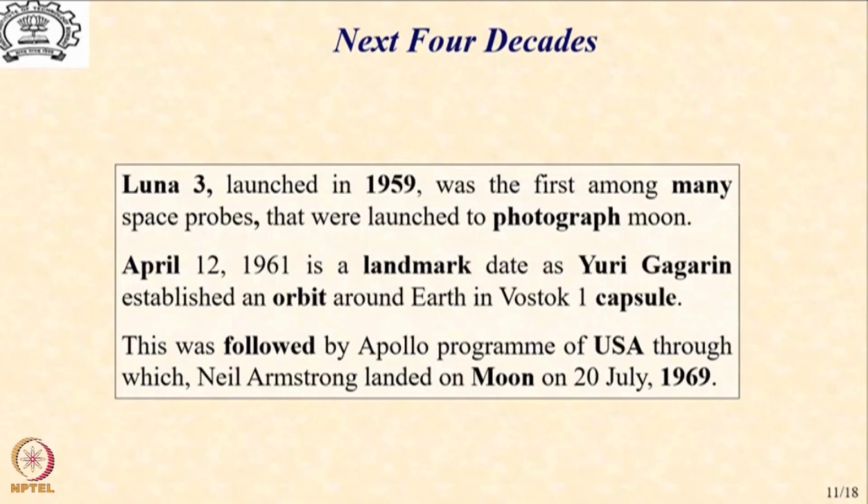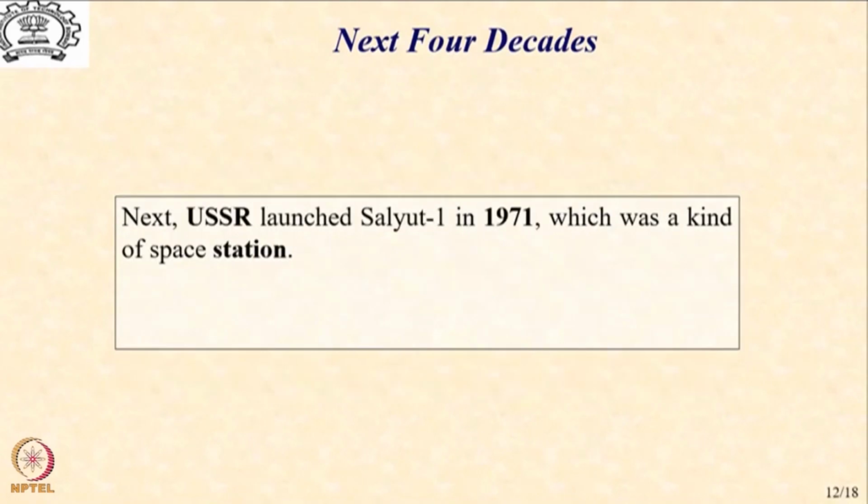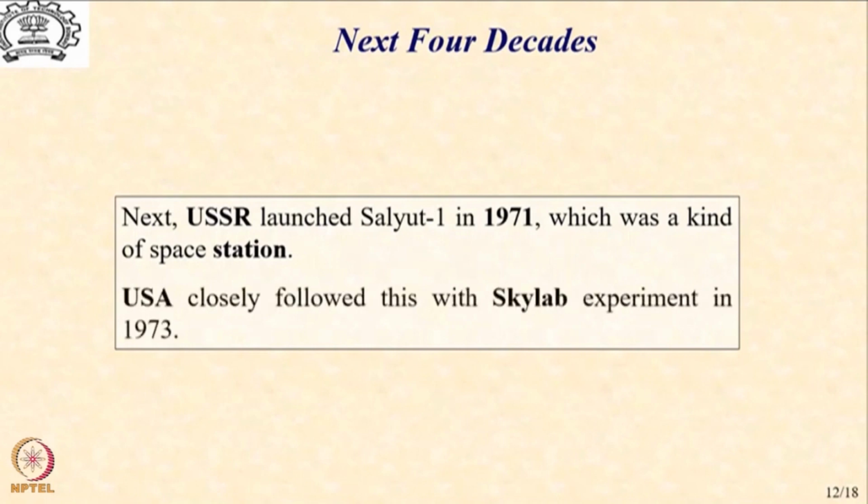And then really the development became fast-paced. Within 2 years, USSR launched Salyut 1. It was a kind of space station, though not exactly conforming to the concept that was evolved earlier. And the US closely followed this with the Skylab experiment in 1973.